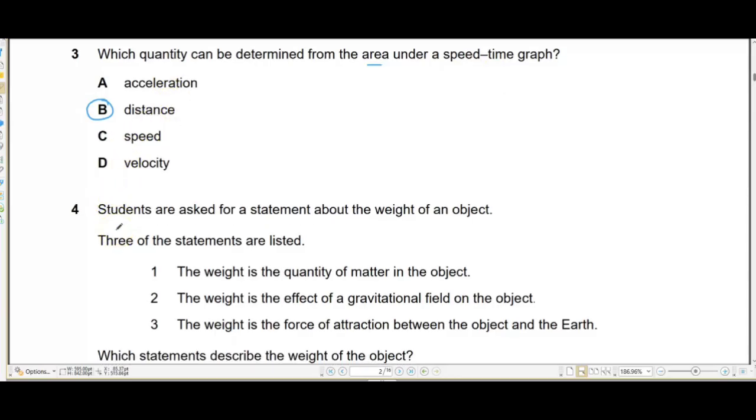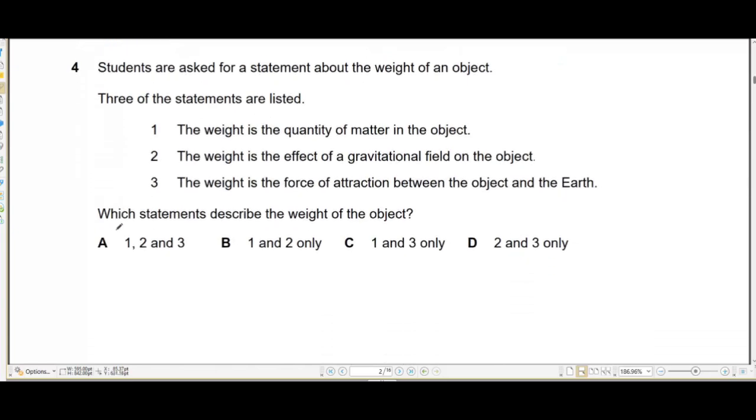Question number 4. Students are asked for statements about the weight of an object. Three of the statements are listed. Number 1, the weight is the quantity of matter in the object. Number 2, the weight is the effect of gravitational field on the object. Number 3, the weight is the force of attraction between the object and the earth. So option A is not going to be correct, because the mass is the quantity of matter in the object.